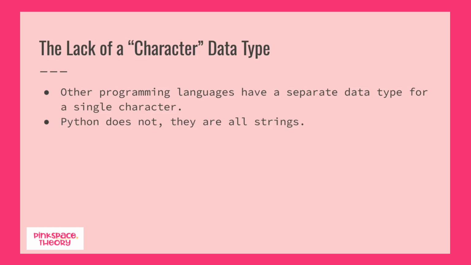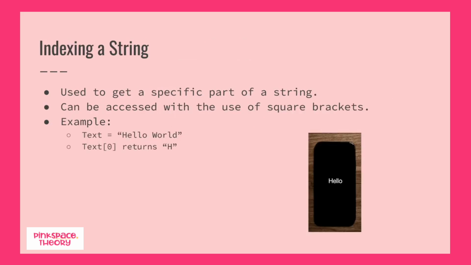Now, I would usually, when talking about other programming languages, not talk about strings yet. I would rather talk about the character data type, which is a very common data type in a lot of programming languages, but Python does not have a separate data type for a single character. Instead, what would usually be seen as a character in other programming languages, such as the letter A, is just seen as a string. No matter how short or long, it is still a string.